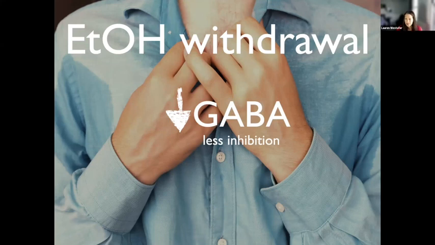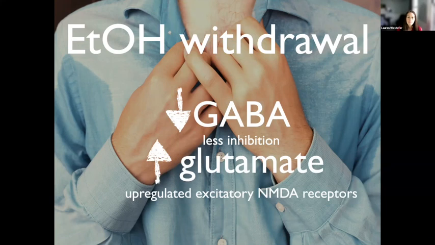So we've got to talk a little bit about pharmacology here. So alcohol withdrawal, one of the big things that happens, and we were all taught, is basically you don't have enough GABA on board, and as a result, you have less inhibition, which means you're sort of amped up. What we're taught less about is you have sort of too much glutamate. You get these upregulated excitatory NMDA receptors. So you've got not enough GABA, you've got too much glutamate, and it means you're sort of hyped up and getting a little wild. That's a simplified version of what's going on in alcohol withdrawal.